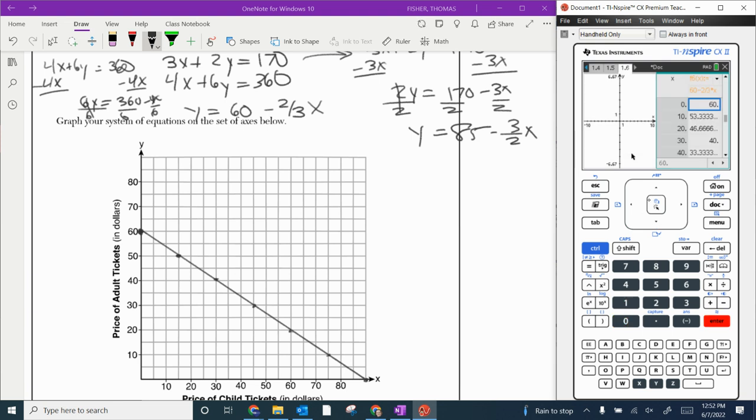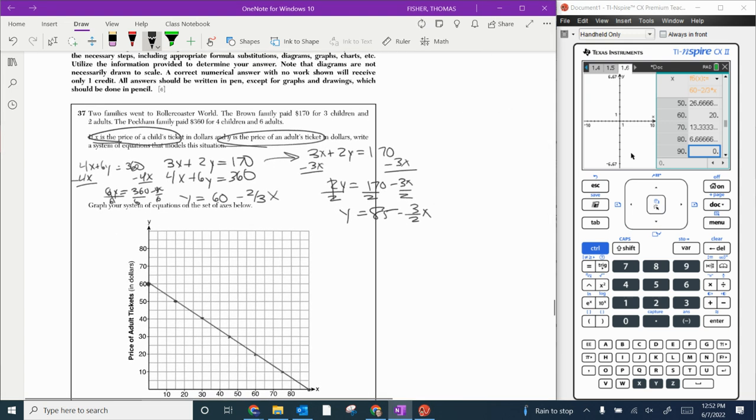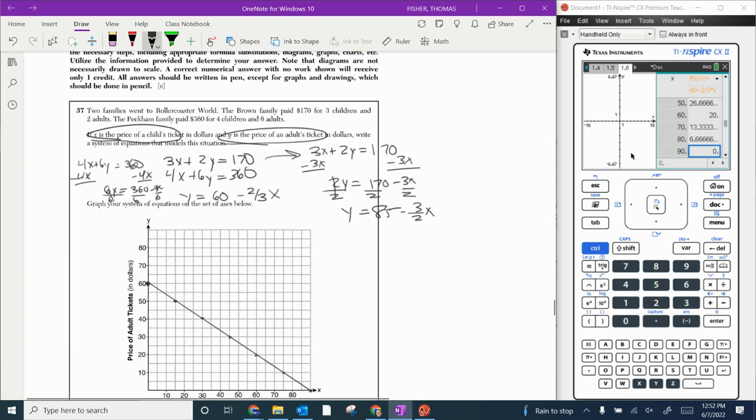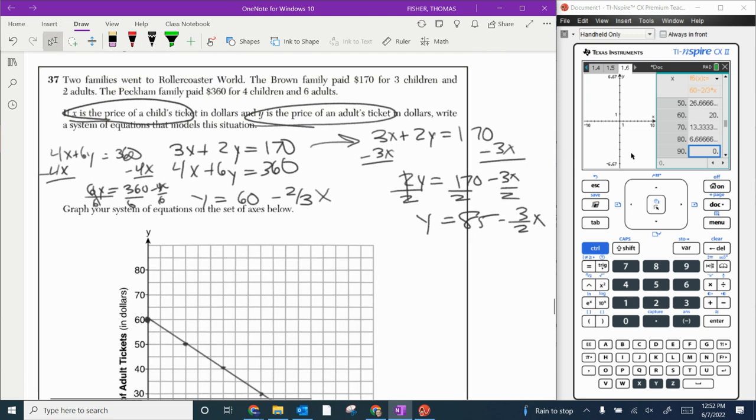And you'll see here, do I have the points that match? 30, 40 I have. I don't have 50 because it counts by tens. Let's go all the way to 90. 90 should be 0. Good. Okay, that matches. So this one, I'm going to label it as, let's see, this was the 4x one, which is the Peckham family. So I'm going to label that as the Peckhams.